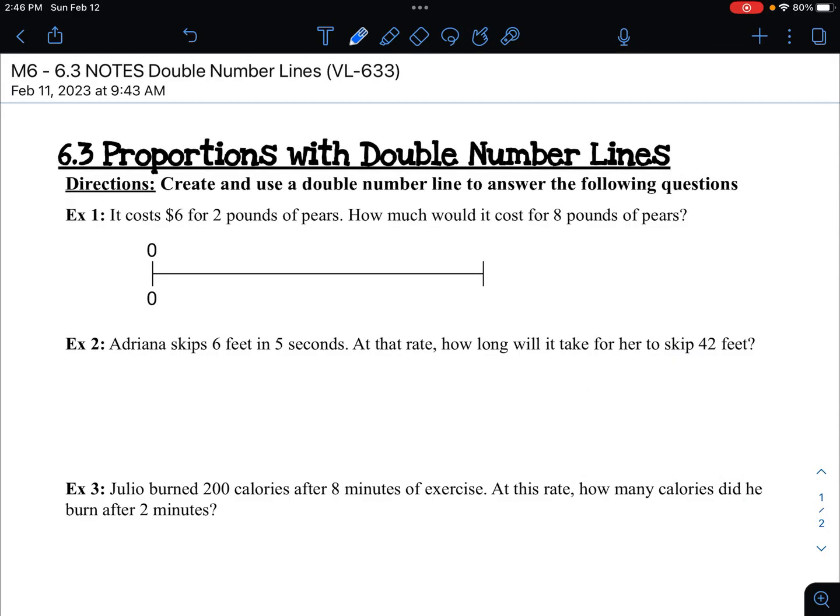In this video, we are going to learn about proportions with double number lines. The notes are VL-633. Let's begin.